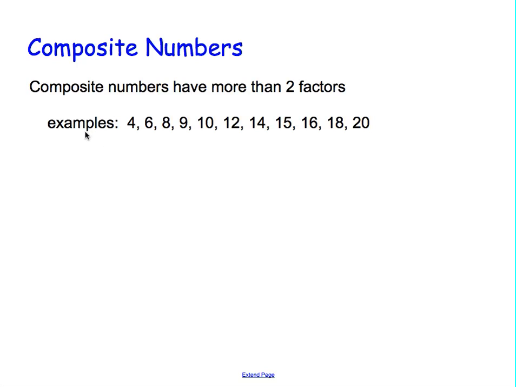Okay, here are examples of some composite numbers. These are the composite numbers up to 20. 4, 6, 8, 9, 10, 12, 14, 15, 16, 18, and 20. Now, you'll notice in this case, most of them are even numbers, but not all of them. The number 9 is an odd number, and it's composite. It has 3 factors, 1, 3, and 9. The number 15 is an odd number. It is composite. There are many, many odd numbers that are composite.